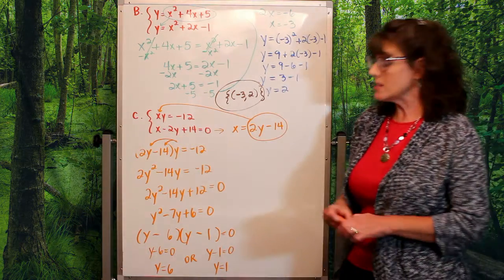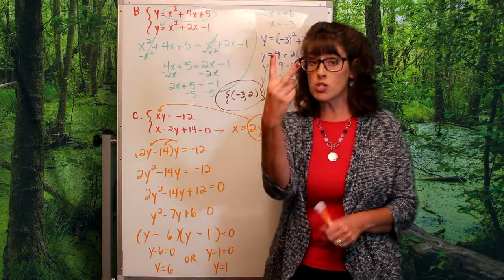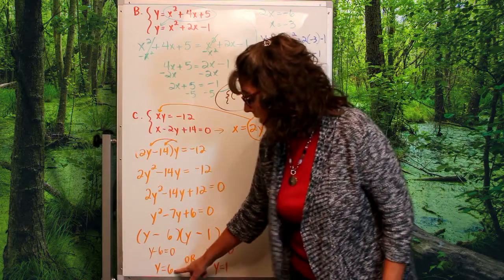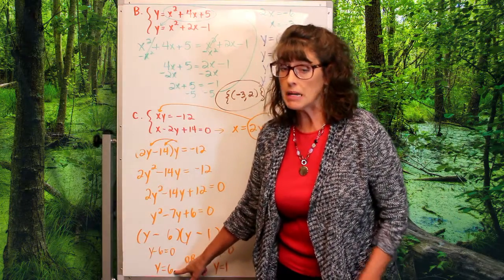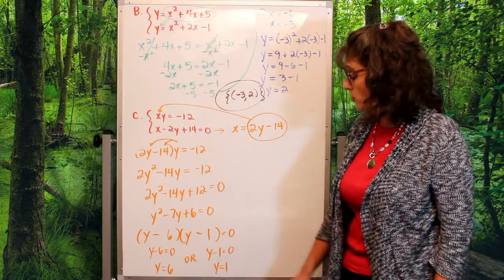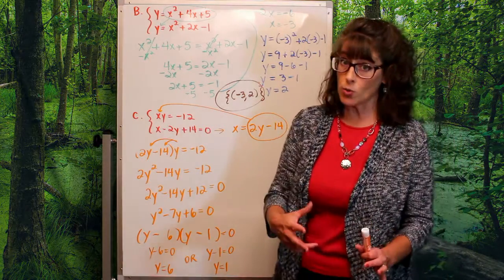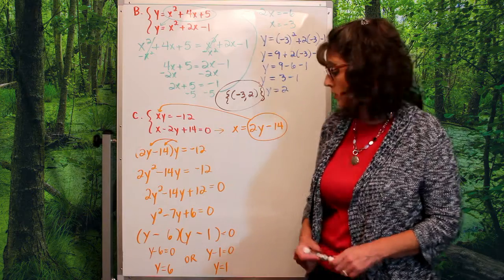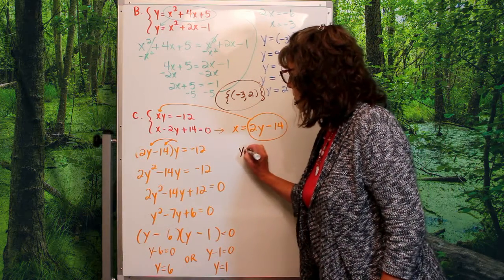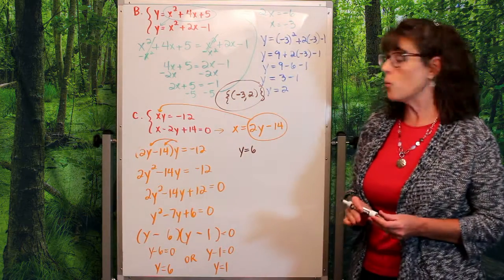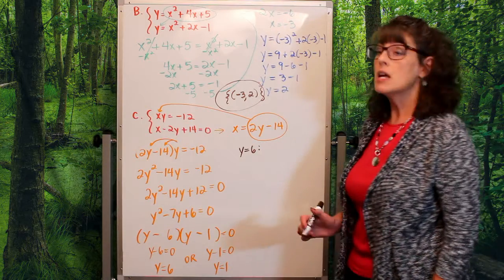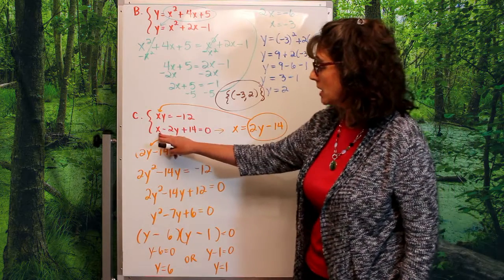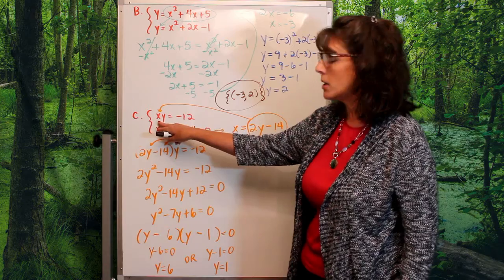But remember, what that's telling me is I have two solutions to my system. One solution has a y-coordinate of 6, but I don't know the x-coordinate. The other solution has a y-coordinate of 1, but I don't know the x-coordinate. So I need to go back and figure out what those x-coordinates are. So let's take this y equals 6 and let's try to figure out what that x-coordinate is. Now I can take that 6 and I can plug it in here, here, or I can even plug it in here.